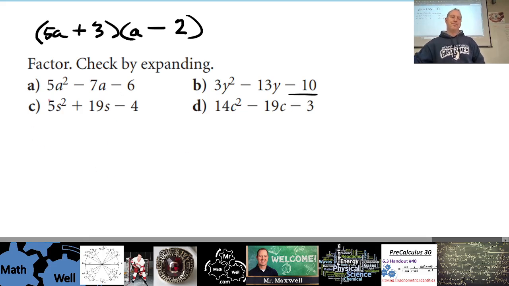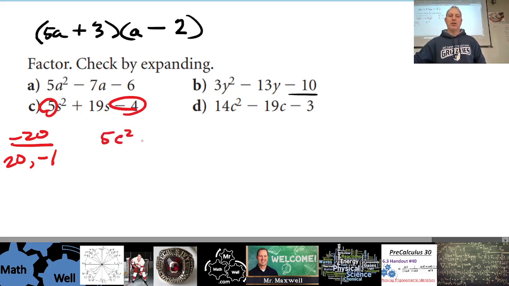Okay, what about C? All right, 5 times negative 4 is negative 20. What are the factors of negative 20 that get us to positive 19? That should be pretty easy. 20 and negative 1 gives us positive 19. You see that? So 5s squared plus 20s minus s minus 4. This is an s question. So again, I'm splitting 19s into 20 minus 1. You see that?